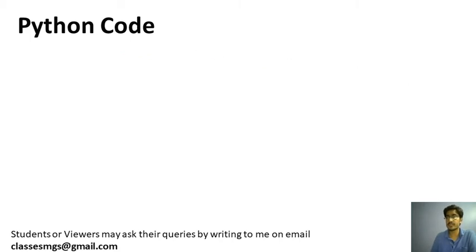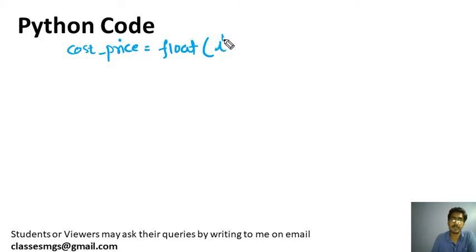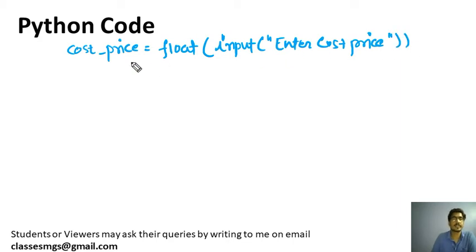Okay, we will take the cost price as input. Cost price equals what? Cost price can be a float, so we are converting it into a float. We are taking input from the user: enter the cost price. So using this line we are taking the input cost price from the user.